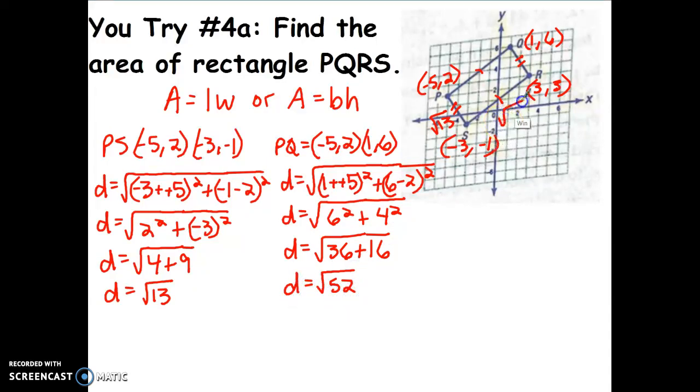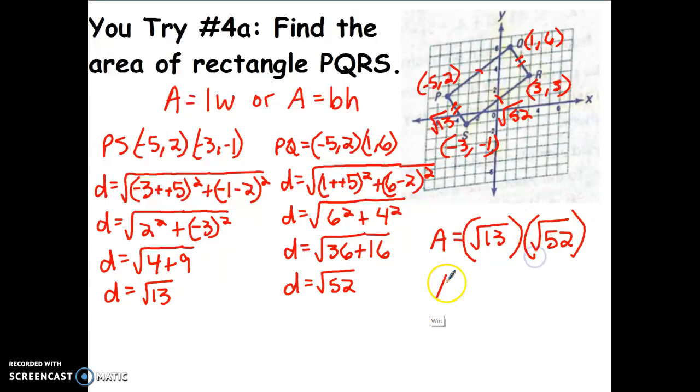Square root 52. Okay, and to find the area, all we need to do is just multiply these together. That is so ugly. Let's try that one more time. Square root 52. And so for your area, when you multiply those together, you should have gotten 26. All right, let's keep moving on to our next example.